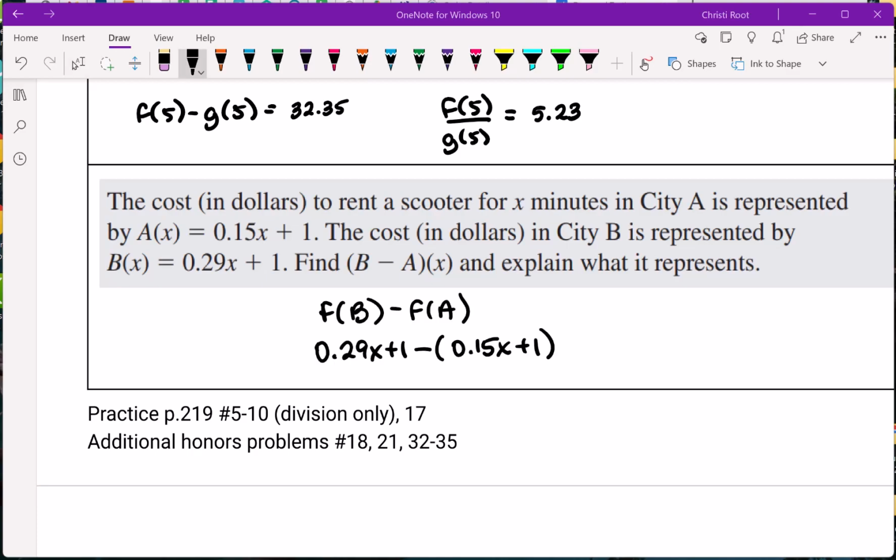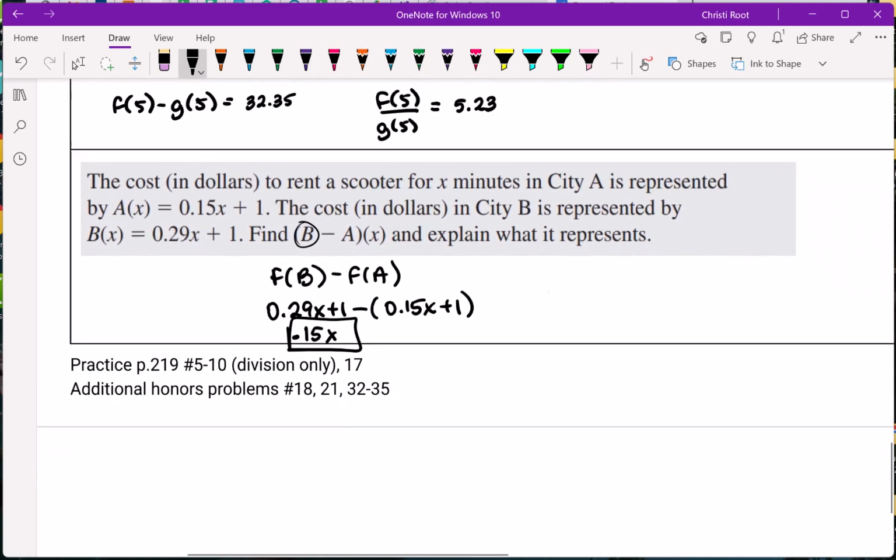Okay, so I've got the problem set up here. I just want to make sure that you understand that if it says b minus a, you have to write the f of b equation first, then we subtract the a equation. If you simplify the like terms, you're going to wind up with 0.15x, and then the ones cancel out. So that's what happens when you subtract city B and city A.